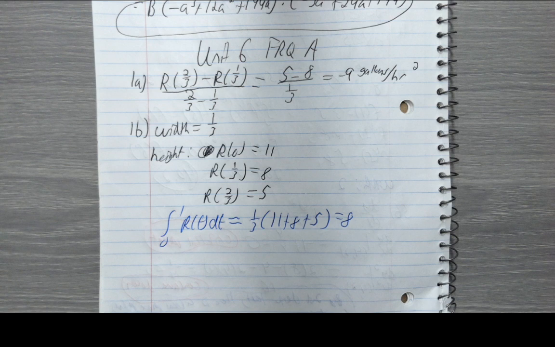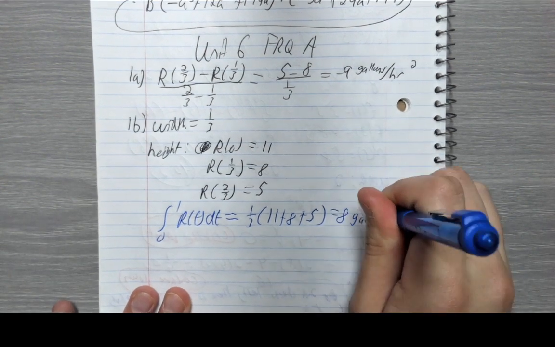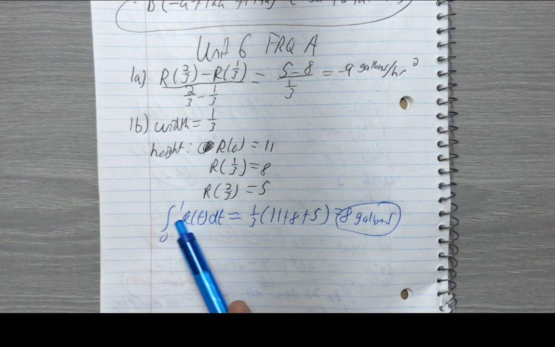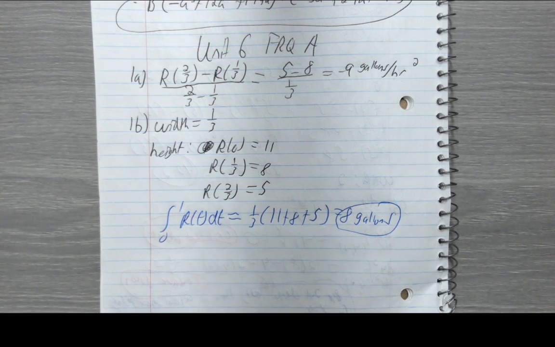Now, it says use units of measure. If you're taking the integral of R of t, well, R of t is measured in gallons per hour, which means that the integral of gallons per hour gets me back to just gallons. So my unit is 8 gallons, right? Because R of t is gallons per hour, the integral just goes back to gallons. The derivative would be gallons per hour squared. So you can see how those units stack up.